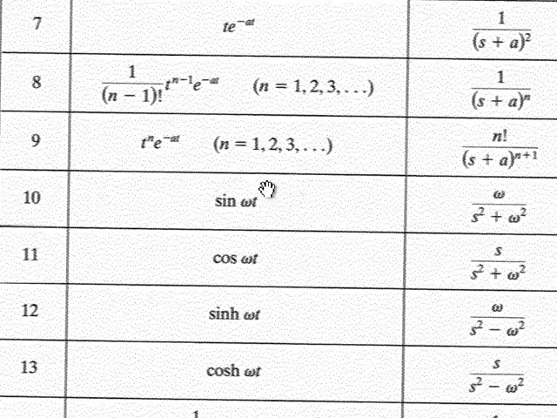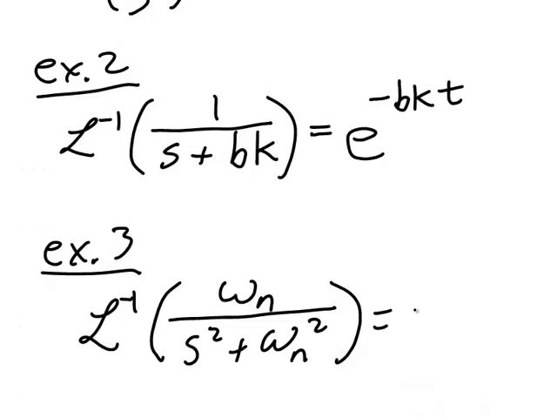So we can look at the time domain inverse Laplace transform of this, and we see that that is sine times the constant times t. So the inverse Laplace in our example is sine omega n, I'll use our constant, times time.